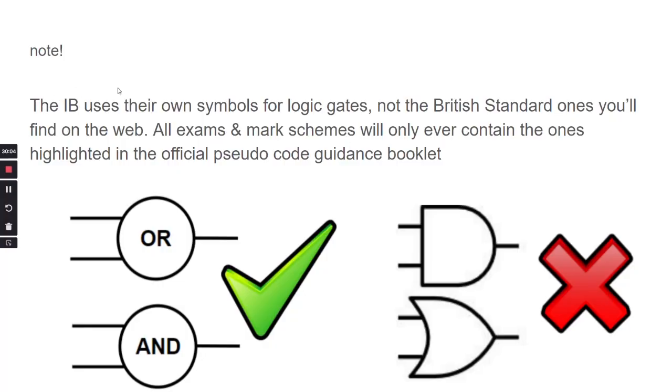Note, the IB uses their own symbols for logic gates, not the British standard ones. These are the British standard ones, which we would have used in the MYP. The IB uses this. So you just put a circle with the gate name, so OR and AND.